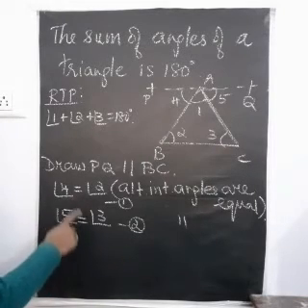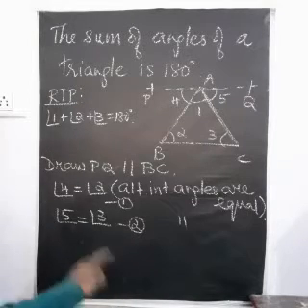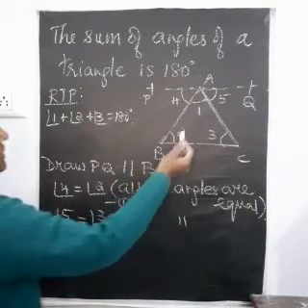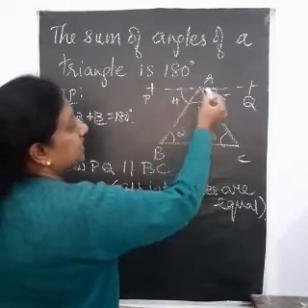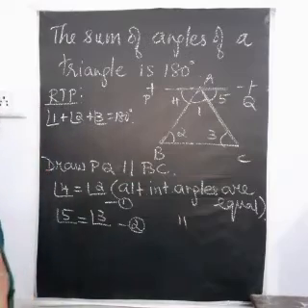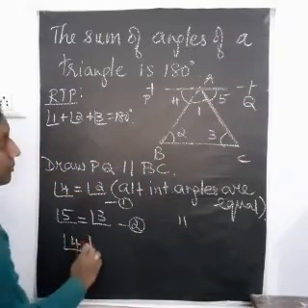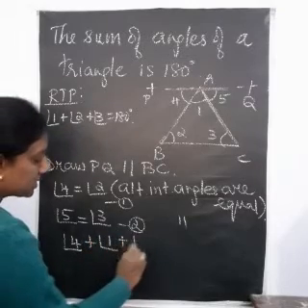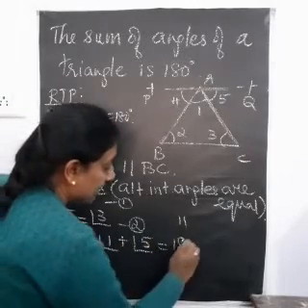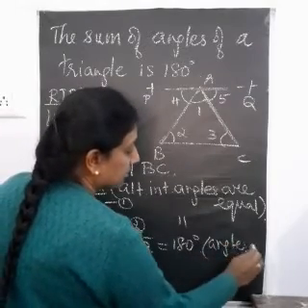Now if these two are equal, then what happens? What can I say? BC, this one, is a straight line, right? Angles on a straight line add up to 180. So let us take angle 4 plus angle 1 plus angle 5 equal to 180 degrees. This is angles on a straight line.